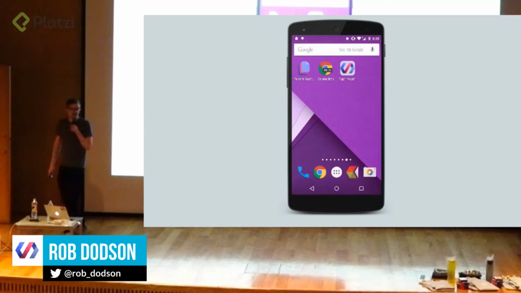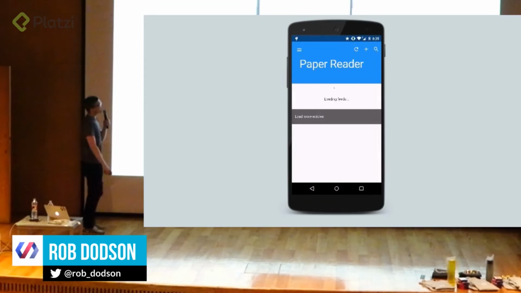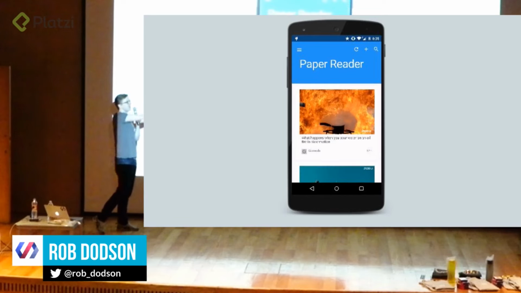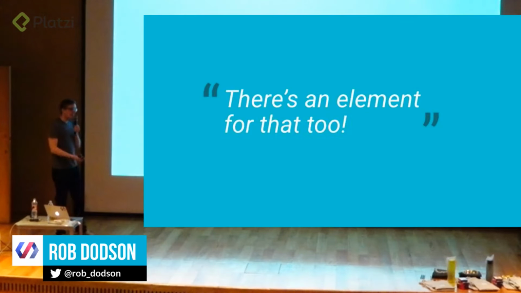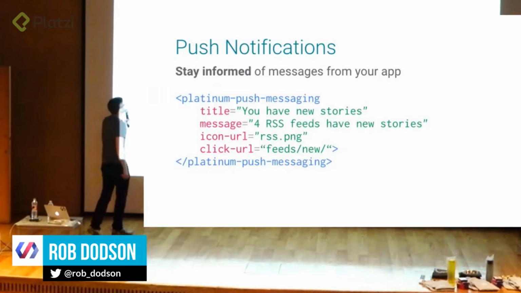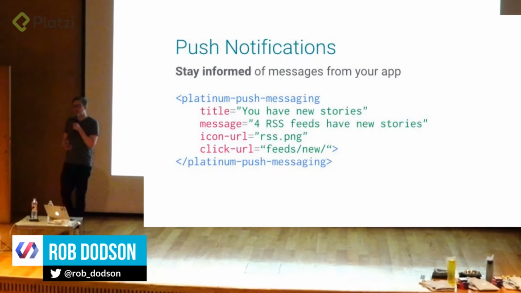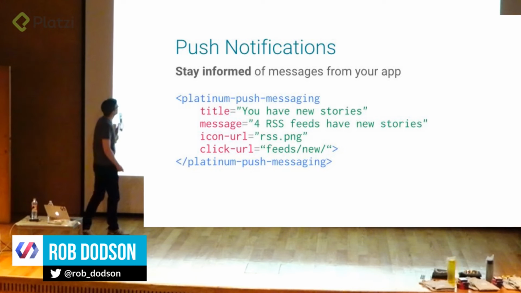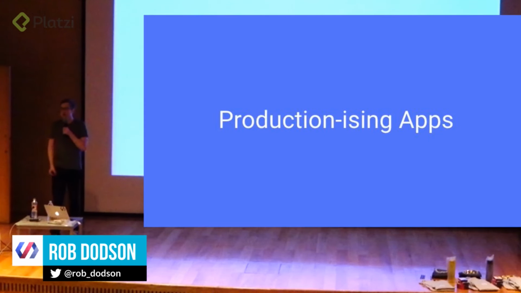Another thing is push notifications. So check this out. Okay? So that was a native push notification that I just clicked, and it took me back inside of this application. So there's an element for that too, right? We've got a Platinum push messaging element. You can use this to add support for native push notifications to your application. So yeah, pretty amazing stuff there. And that way users can re-engage with your app even if the browser's not open.